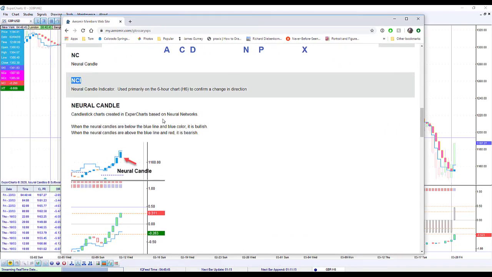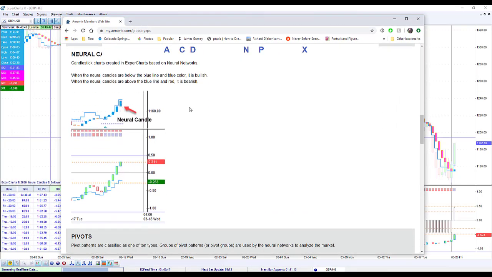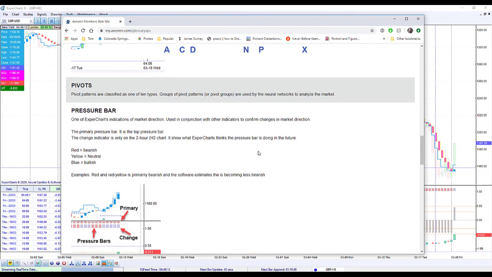But I'll add that to the glossary. The neural candles, these are what you see here. You can see the underlying normal candles that you're used to seeing, and the neural candles kind of smooth that out quite a bit. And generally, if it's pink and above the line, it's bearish. If it's blue and below the line, it's bullish. Sometimes it'll cross. That's like here. It's starting to cross, so that's usually a good sign that maybe it's time to exit.